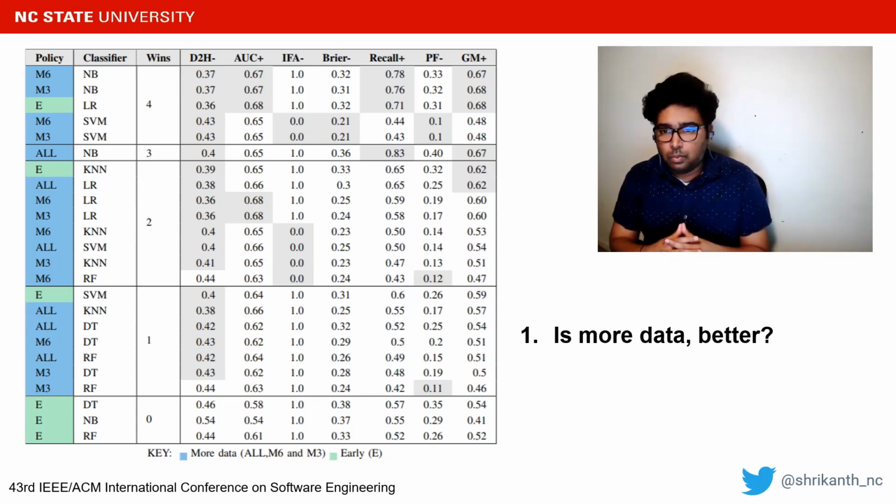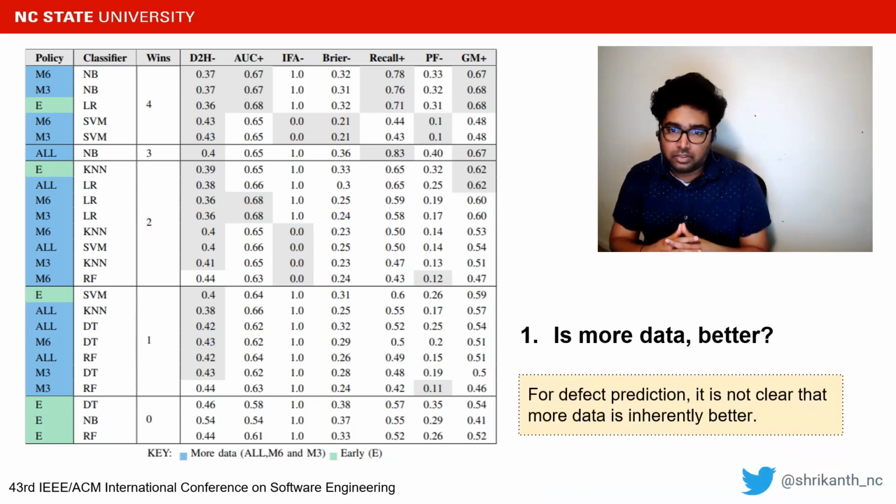To answer this question, is more data better? Our data-hungriest sampling policy, all, that basically ingests all commits from the past, loses on most criteria. E, which uses 25 defective and 25 clean commits selected at random from the first 4 months of the project lifecycle, is competitive with the rest of the sampling policies.